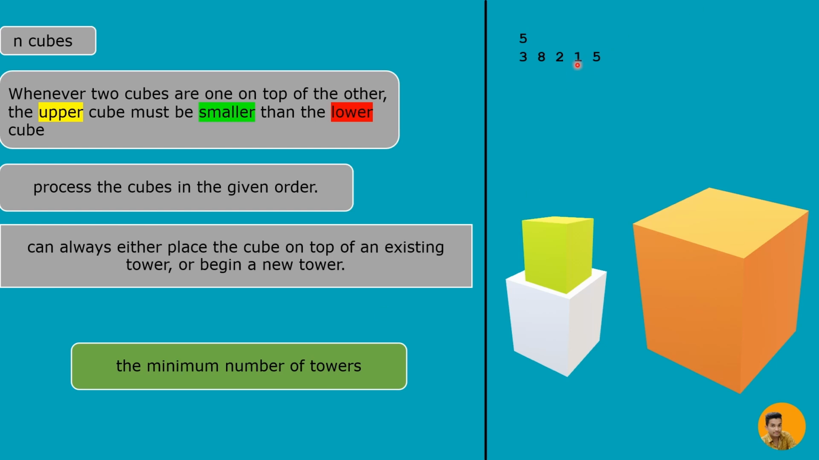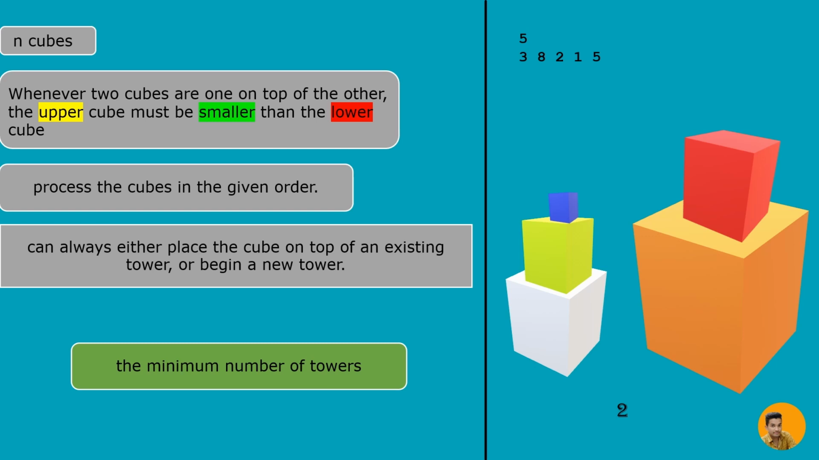Next we encounter 1 and we can place it on this and this. Of course we're going to place it on this one, so we will place this size cube of 1. Next, last we encounter 5. Can we place 5 on this one? No, because the upper cube is of size 1, and the upper cube must be smaller than the lower cube and 5 is greater. Therefore, we will place it on this size 8. So we see the minimum number of towers here is 2.